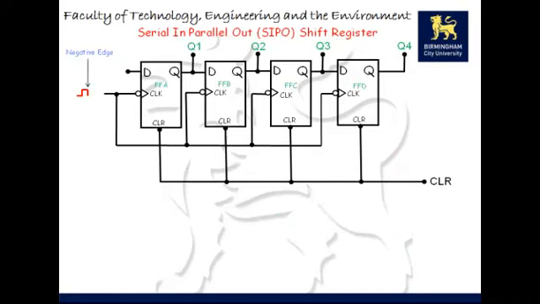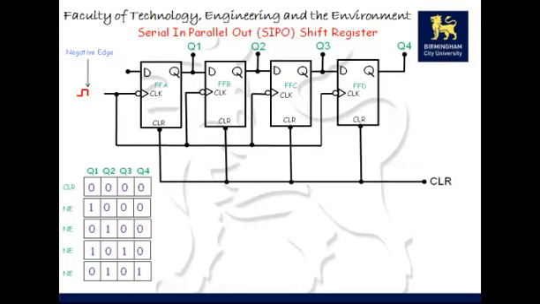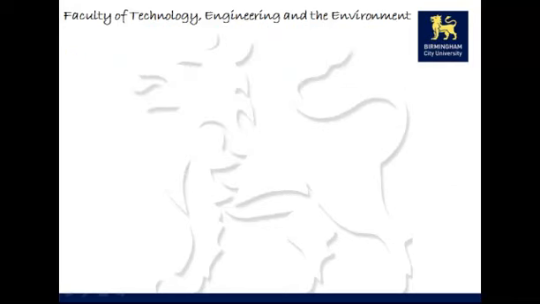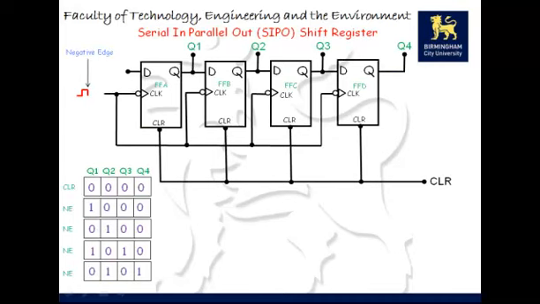serial in, parallel out. SIPO shift register. Serial in, parallel out. Same way, the data is loaded serially one bit at a time. So exactly the same as before, but this time the data is not retrieved serially, it's retrieved on a parallel basis where we've got Q1, Q2, Q3, Q4. So after 4 successful clock pulses, all data is present on Q1, Q2, Q3, Q4, serial in, parallel out.